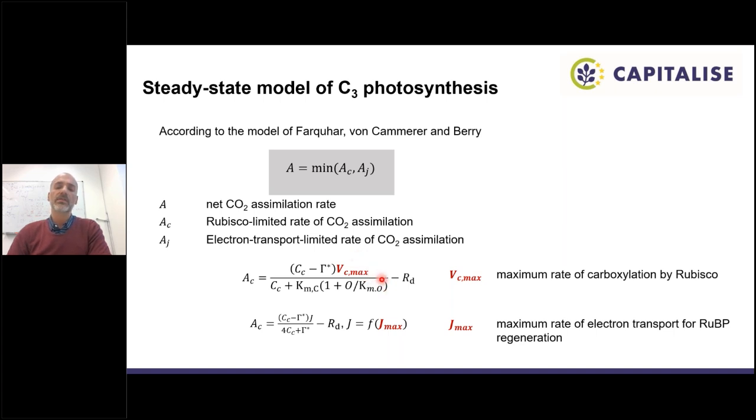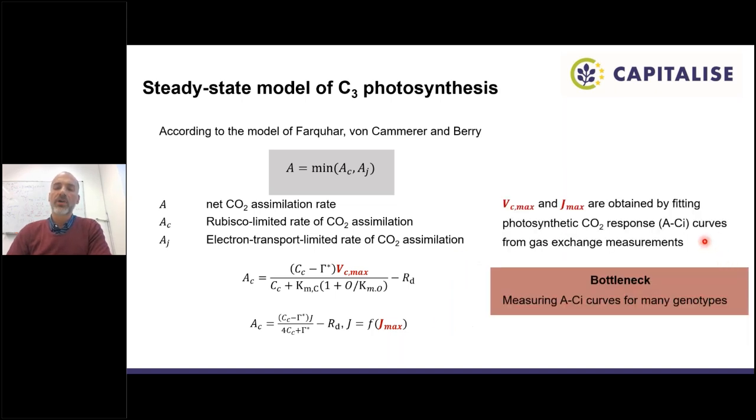One of these properties is the maximum rate of carboxylation of Rubisco, which is denoted by Vc max, and the other one is the J max, which is the maximum rate of electron transport for ribulose bisphosphate regeneration. Clearly then, if we have this equation and we have values for the parameters, we have the capacity to predict based on these equations what the net carbon dioxide assimilation rate is going to be in a particular plant, in a particular genotype. The problem then is how to obtain the values for these parameters.